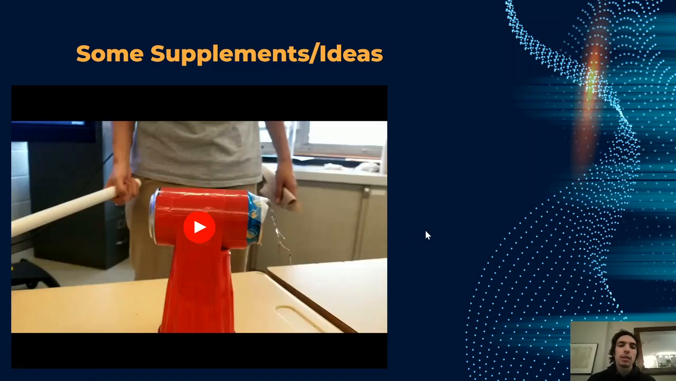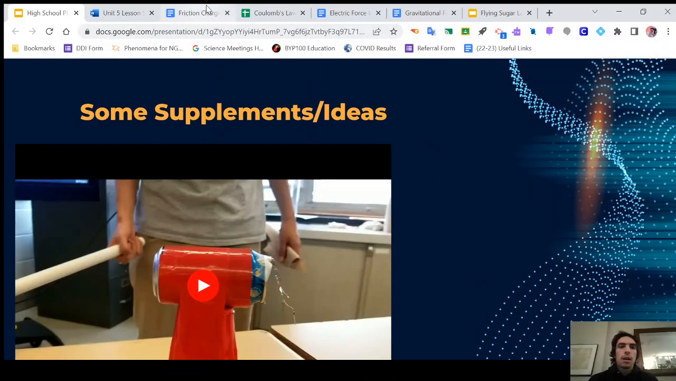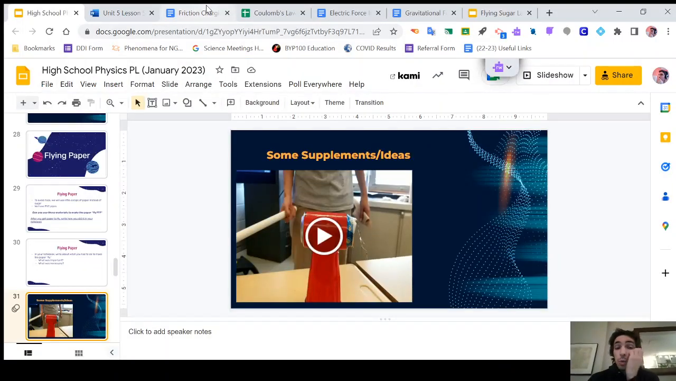And we also test it with a glass Erlenmeyer flask, because we want students to understand that things don't have to just be charged negatively to attract something, they can be charged positively too, which is a common misconception that we were finding.